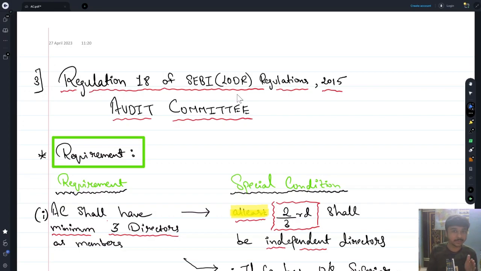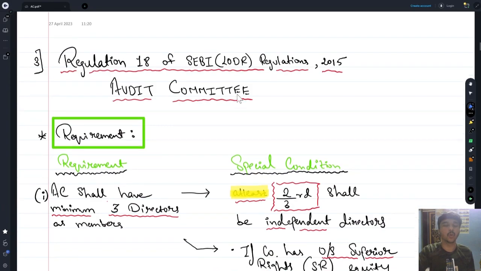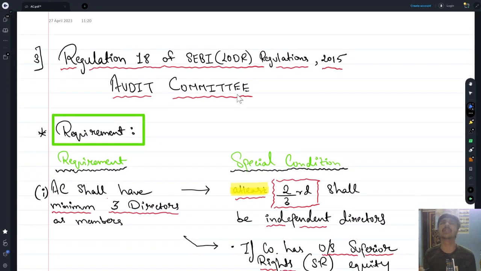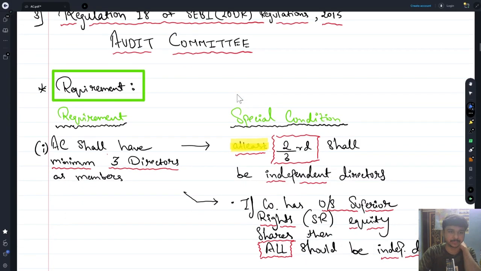What is LODR? Do you guys remember? Listing Obligations and Disclosure Requirements. And to whom are these applicable? Only and only to listed companies. So keep this in your mind.